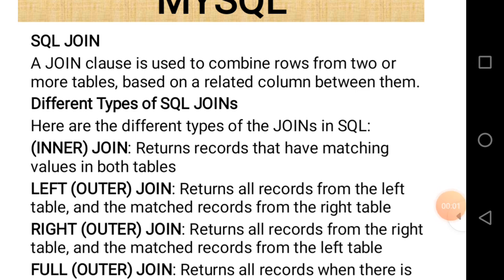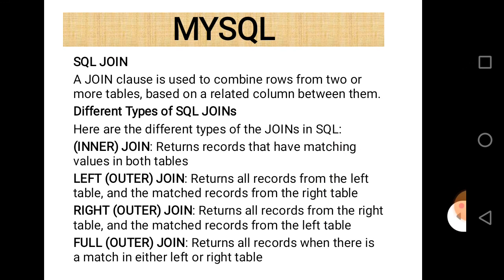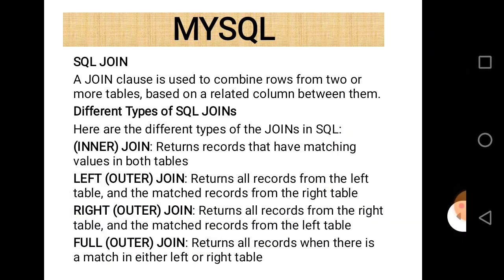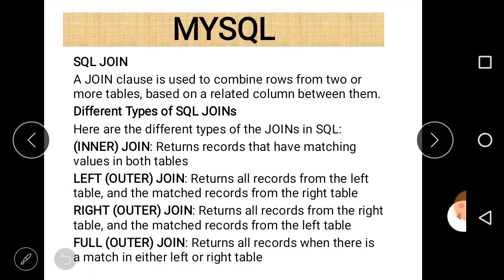Hello IB students. Today our topic is MySQL, and this is MySQL revision part 4. In this lecture we are going to discuss the different types of join used in MySQL. So let's start. First of all, SQL join. SQL join is used to combine rows from two or more tables based on related columns between them. So basically rows are combined based on related columns between them.